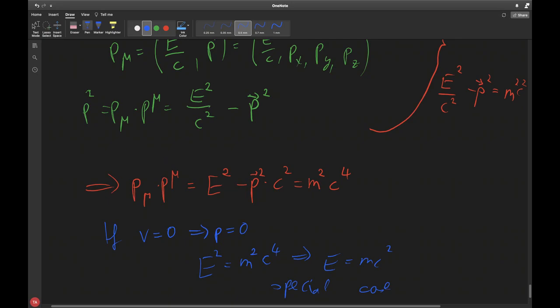This is what really matters. This is Einstein's energy momentum equivalence.